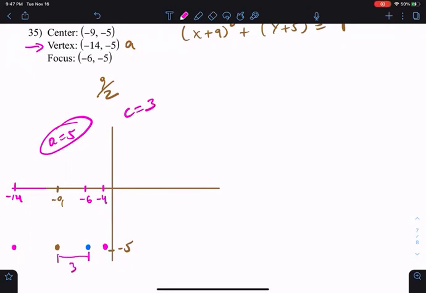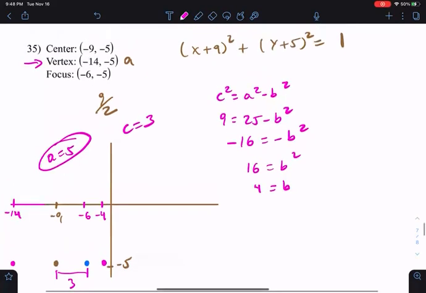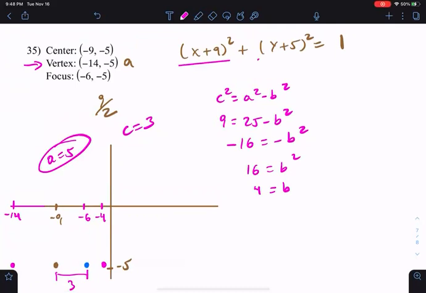So now you just have everything, right? Now you need to find C squared equals A squared minus B squared. C squared is 9, right? And A squared is 25, minus B squared, right? You need to solve for B squared. So this is going to be -16 equals negative B squared. So 16 equals B squared. So B equals 4, right? But you need to find A squared and B squared. So A squared is 25, and it should be in the X direction, right? And B squared is 16. So that's supposed to be the answer.